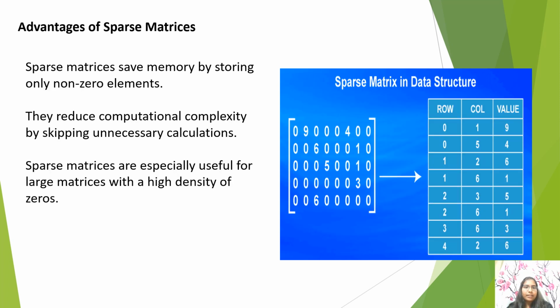Advantages of sparse matrices. Sparse matrices save memory by storing only non-zero elements. They reduce computational complexity by skipping unnecessary calculations. Sparse matrices are especially useful for large matrices with a high density of zeros.